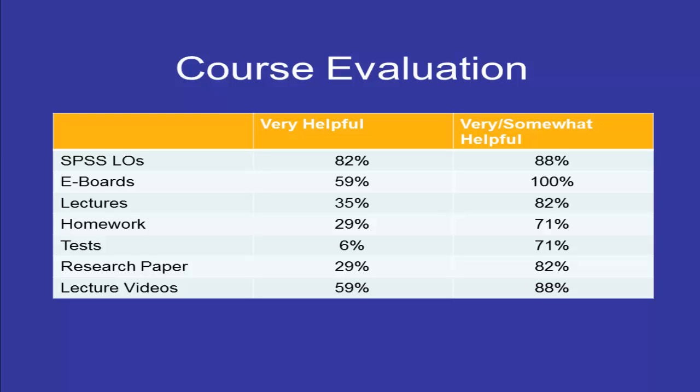I put it in their mind, and I said, of all these things, how helpful were they? And it was very helpful, somewhat helpful, helpful, not at all helpful. I forget the four categories. And so what I have here are the top two categories. First, the very helpful, and then the very and somewhat combined. So the top one and the top two combined are the data here.